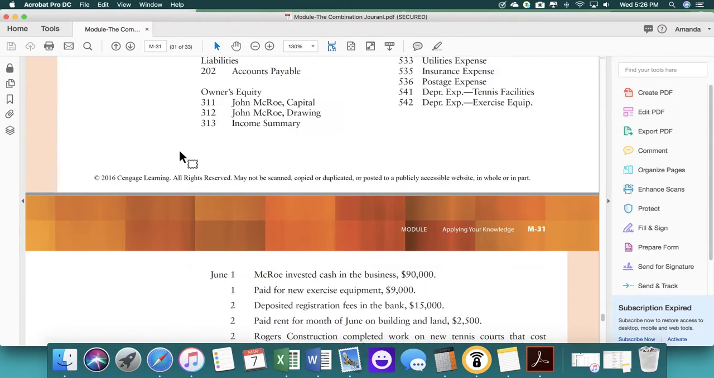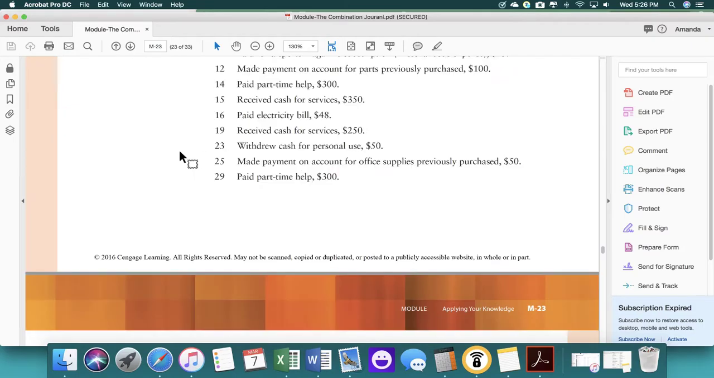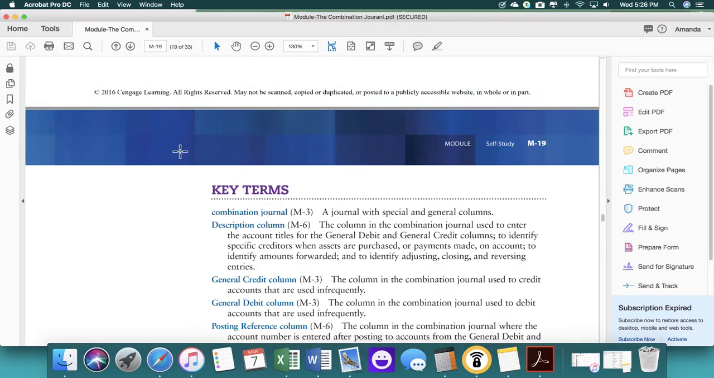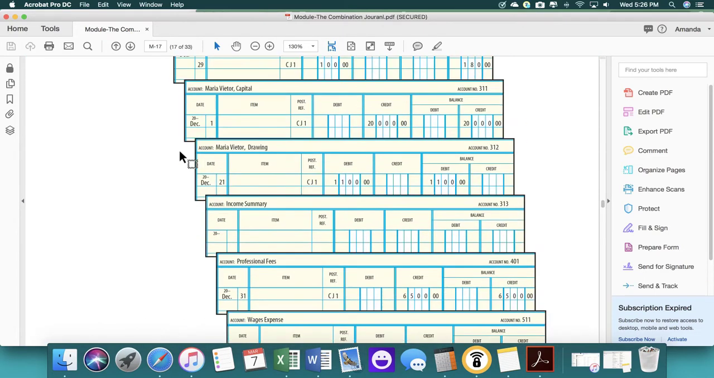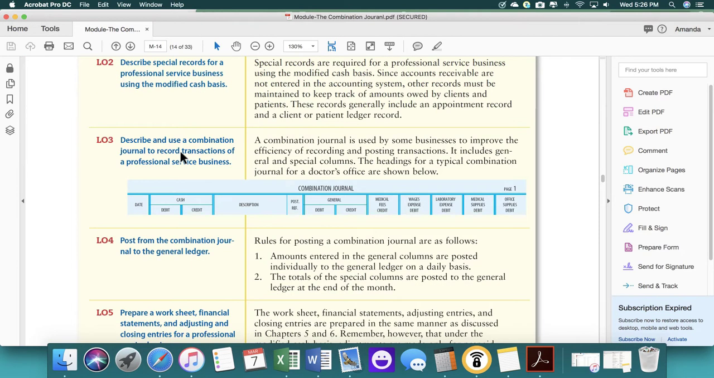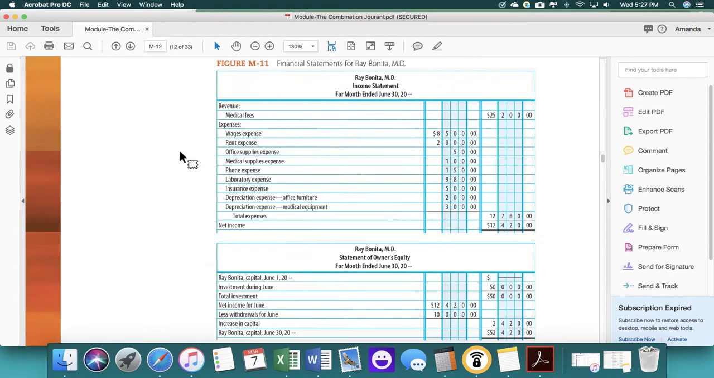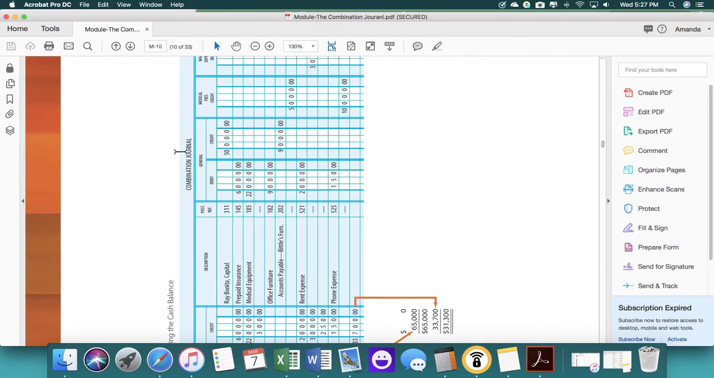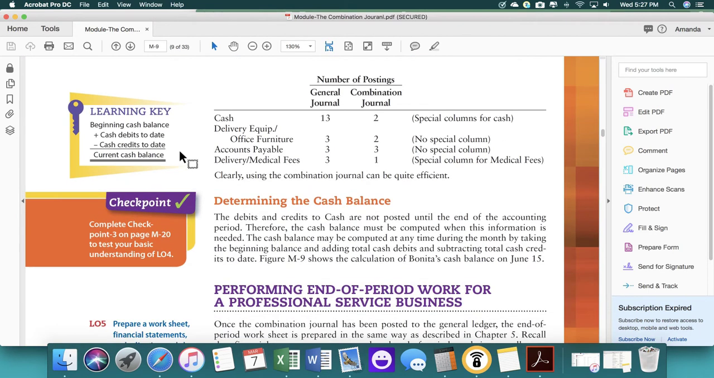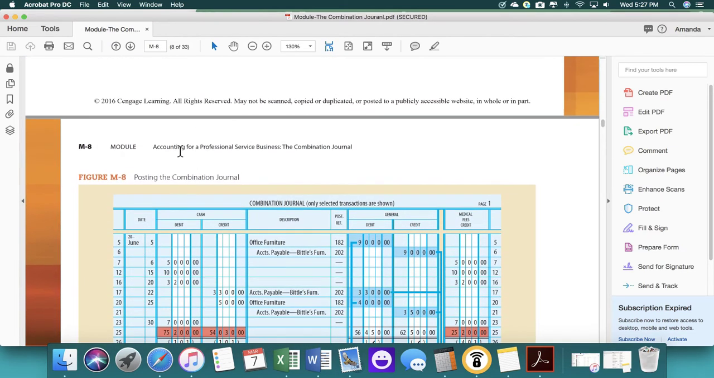Make sure you do look through the reading because the reading does give you examples of what you need to do. Let me find the best pages for you. I thought I saw it in the chapter. Right now I can't find it, so just do your best on it.